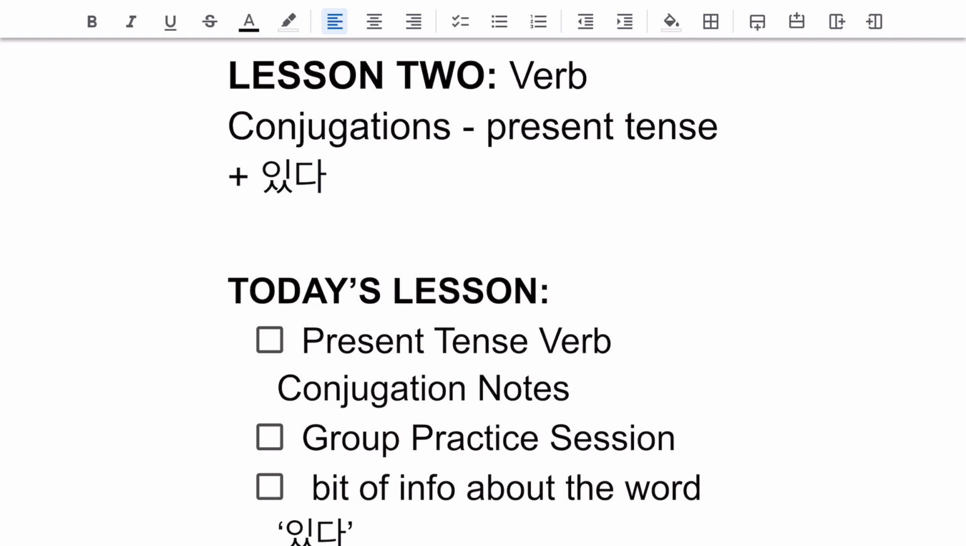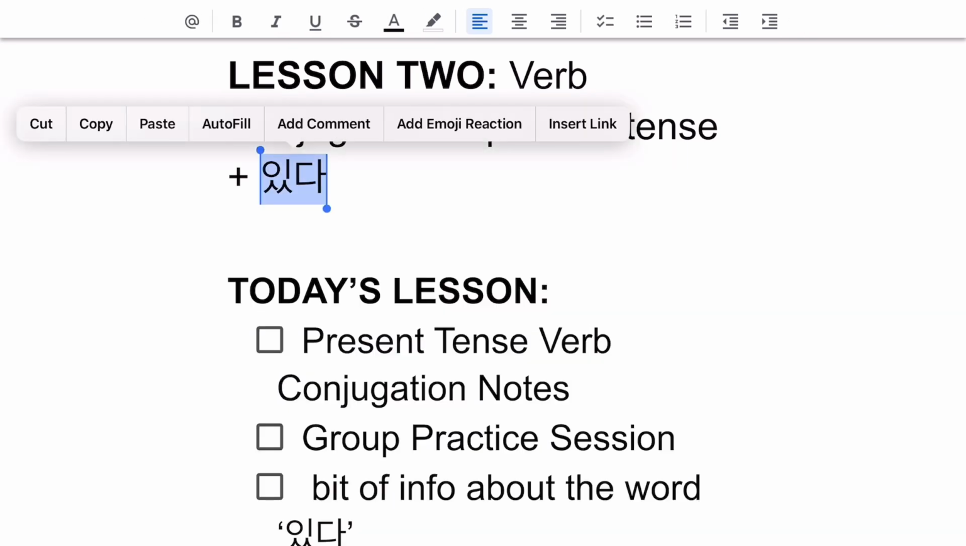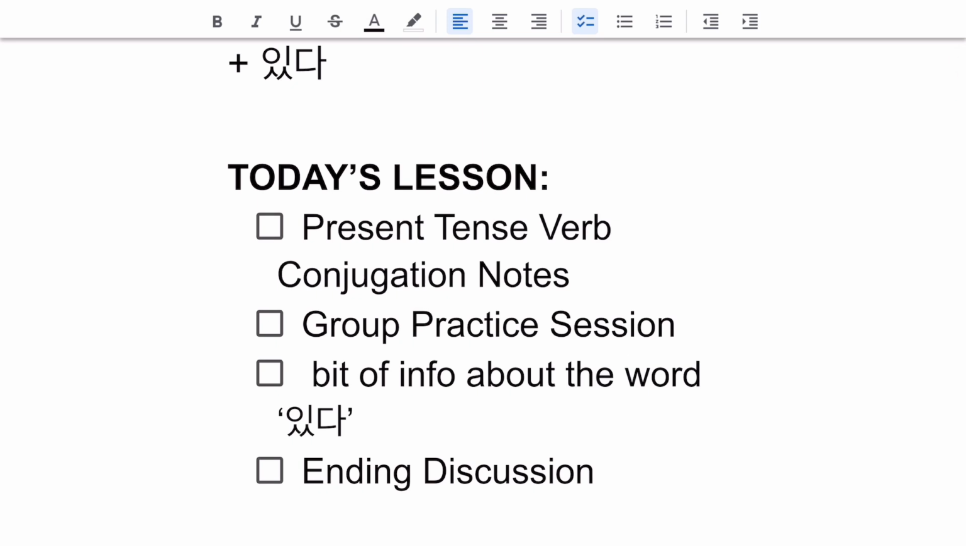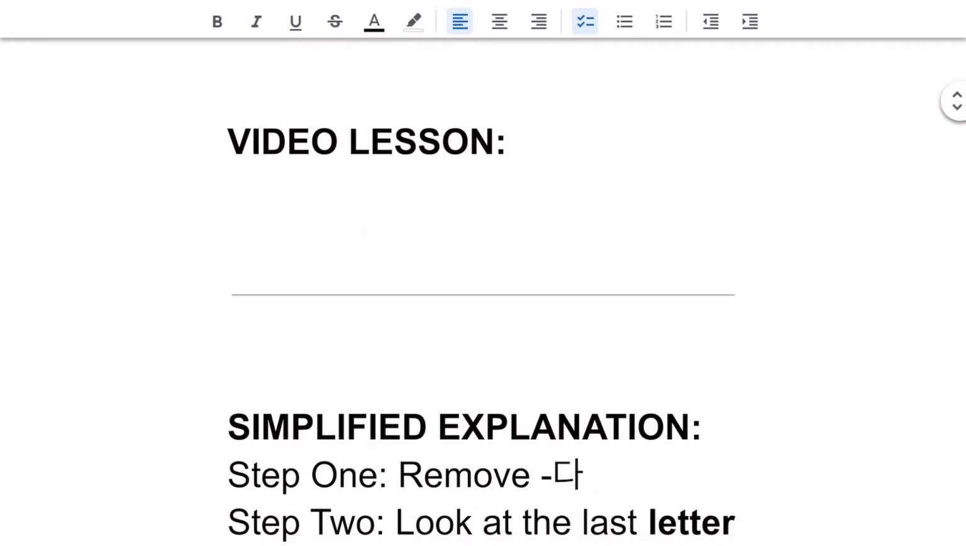Plus, I do want to give you a bit of info about this word, ita, just because I think it's good to know. So, we'll do some notes first, and then I have a group practice session, which is basically just going to be me showing you the answer, but you can do it yourself first and check back on the video later for the answers. Then we'll talk about ita, and then I have a couple things to discuss at the end about our first group class together. So, video lesson will be linked at the top here. You should see it by the time I finish editing this lesson.